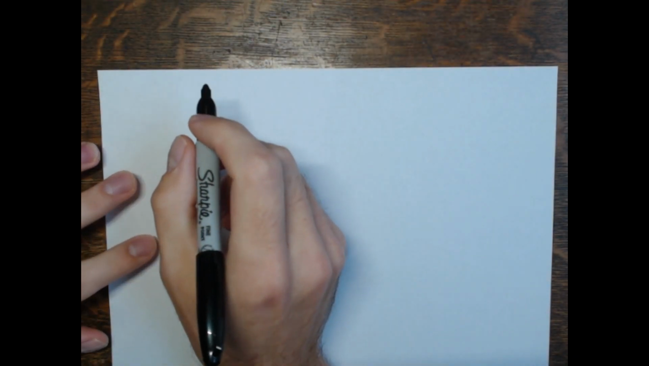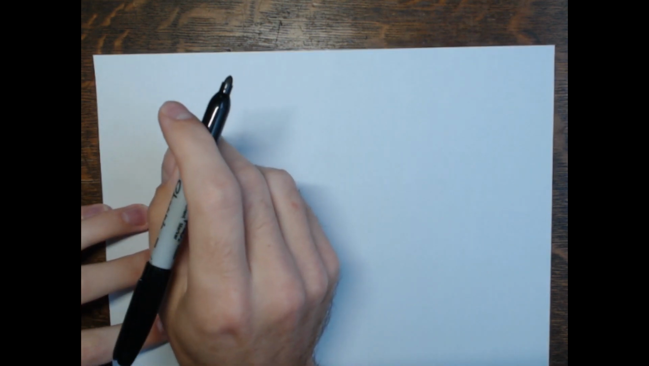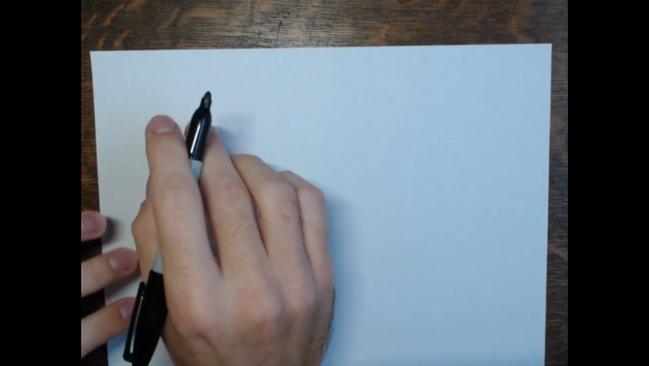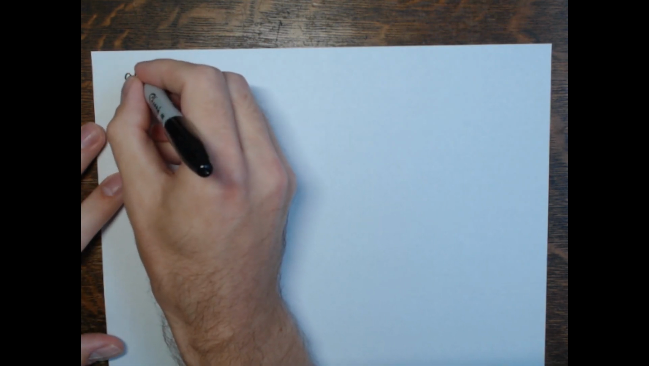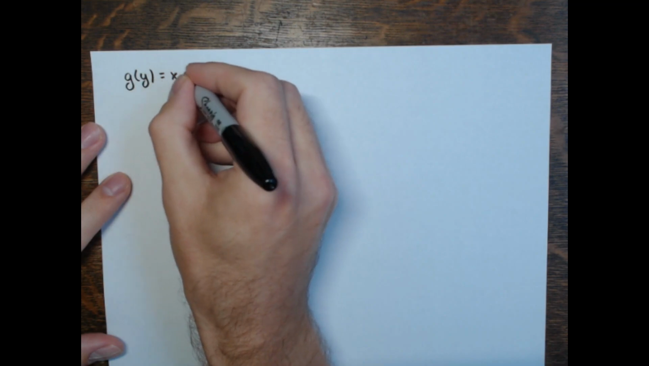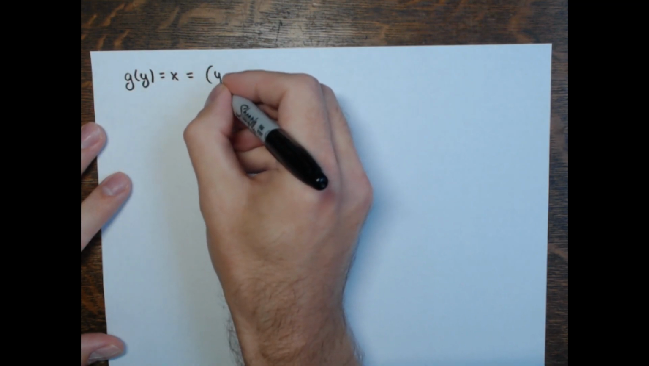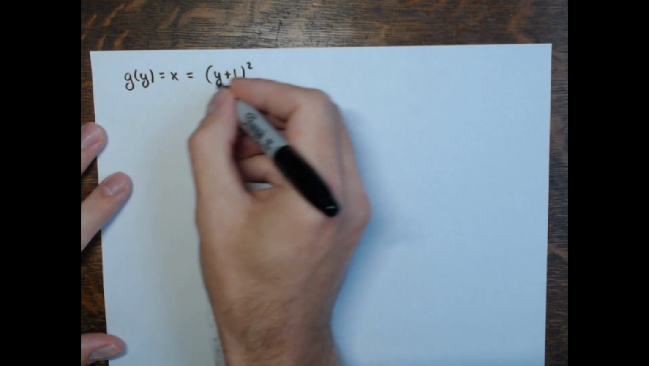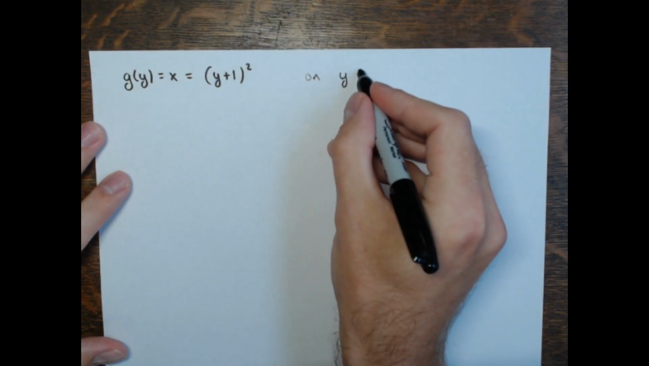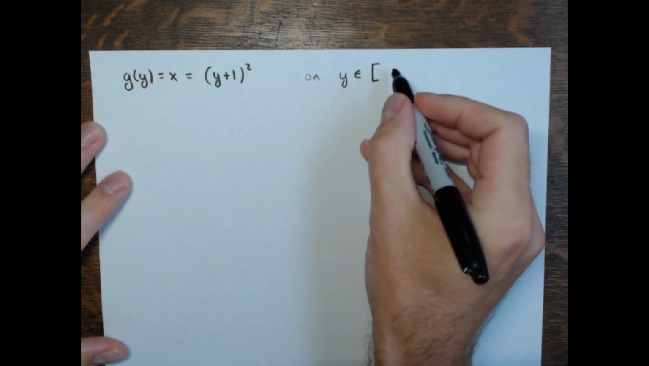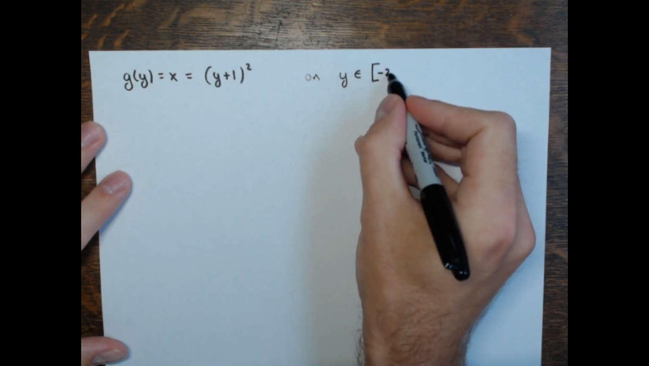So again, you don't need to draw the picture. I will though for this one, and then after this, I think I'm going to stop drawing the picture of the curve. But we're given g of y, which is the same as x, is the quantity y plus 1, squared. X is a function of y. And we're on the interval from y equals negative 2 to 1.